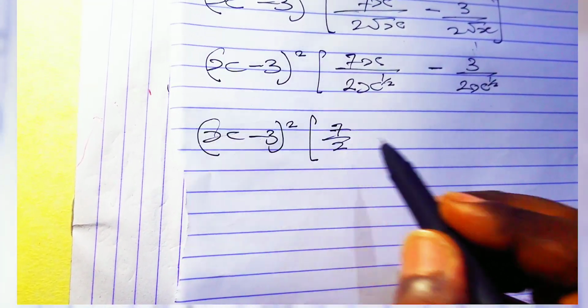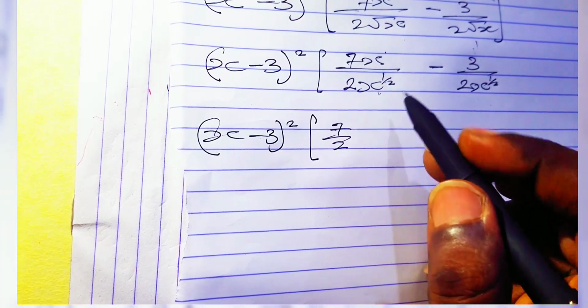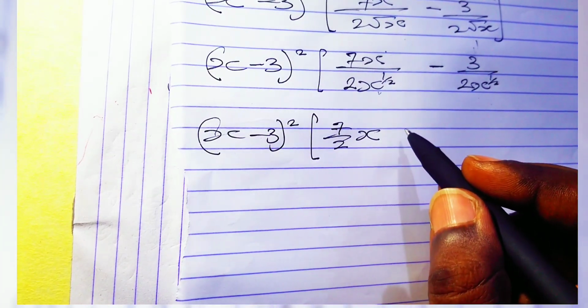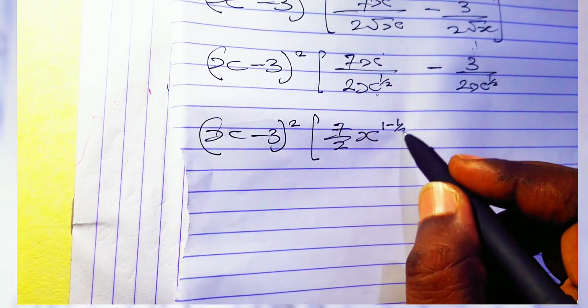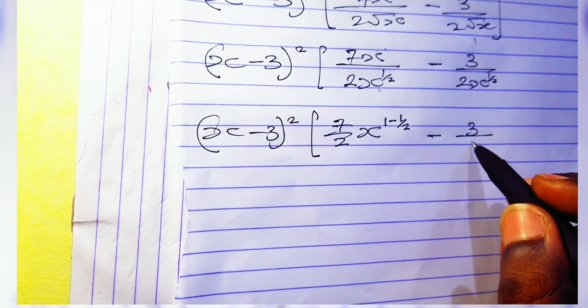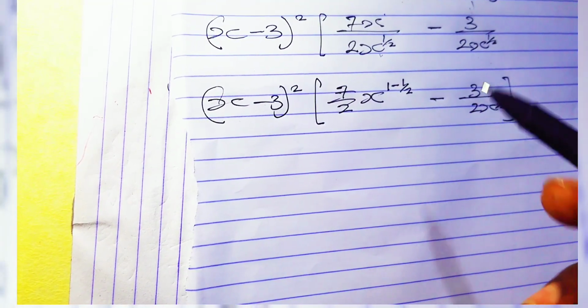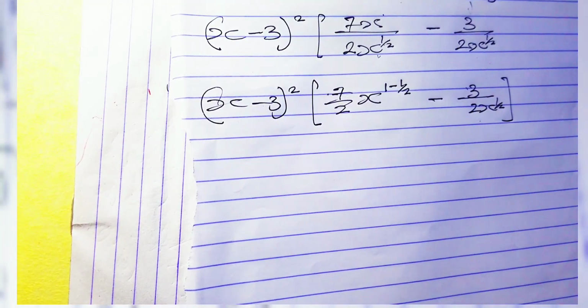This is 7 over 2. We have 7 over 2 here. This is x raised to the power 1 divided by x raised to the power half. It can be x raised to the power of 1 minus 1 over 2, minus, then this one can be 3 over 2x raised to the power 1 over 2. And then we can actually use 1 over 2 here to factorize the whole expression.